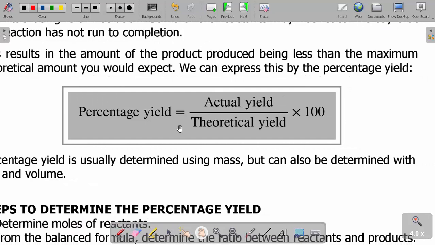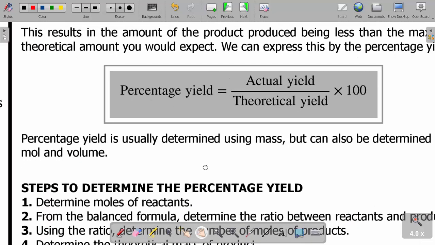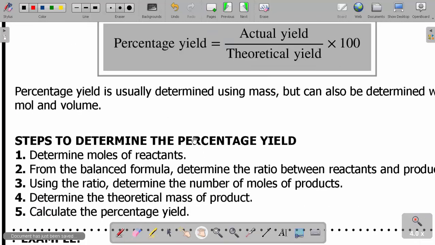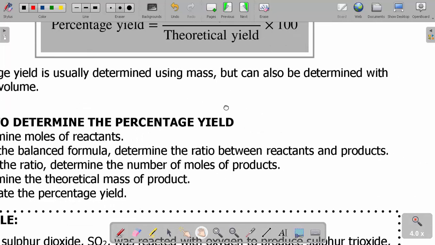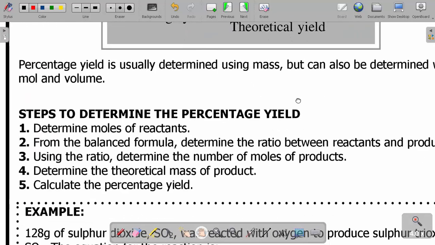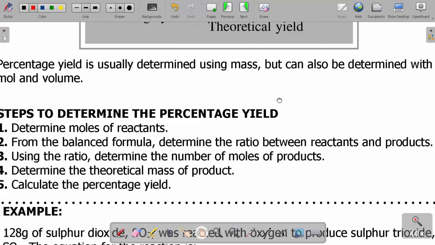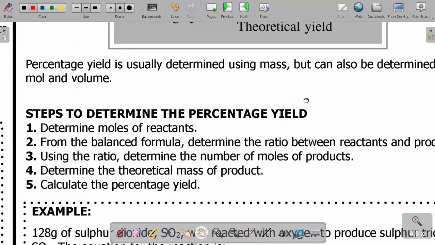So the formula goes like this: percentage yield equals actual yield divided by theoretical yield times 100. Now, the percentage yield is usually determined using the mass, but can also be gotten from moles and volume, as we shall see in some questions to come ahead. These are the steps which we follow here.